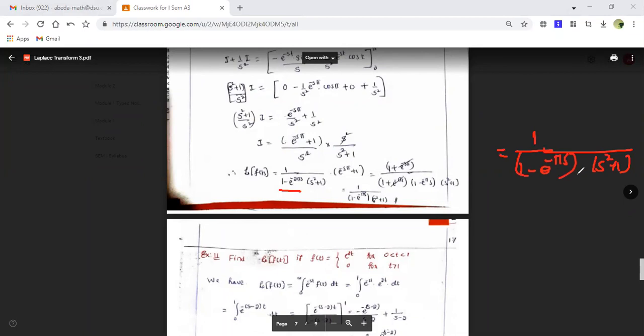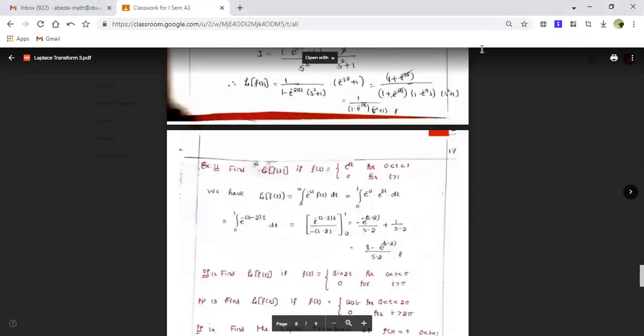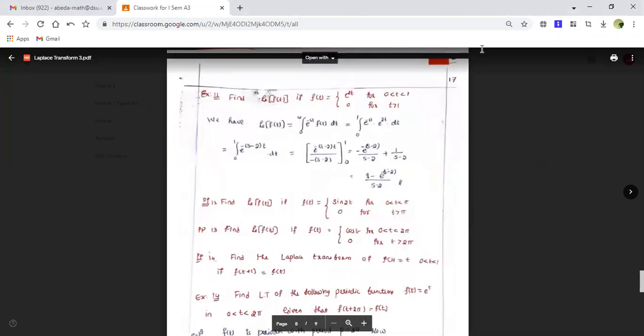So like this you can solve even difficult level problems. This is the Laplace transform with respect to the periodic function sin t. This is how, guys, you're supposed to solve the problems. Let me see the next example here. This is a simple example.